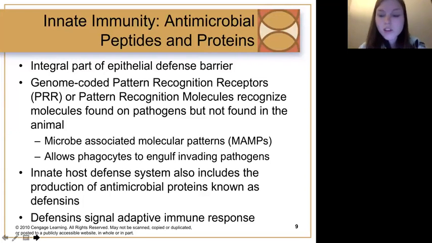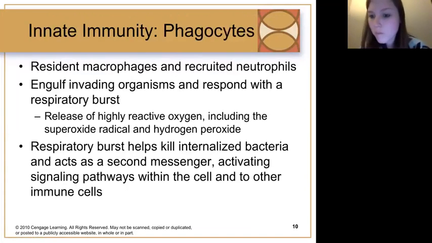Still talking about innate immunity, phagocytes are part of innate immunity. They are a type of immune cell: resident macrophages and recruited neutrophils. Both of those are just specific types of immune cells. We're not going to go into the differences of exactly what each of those do, but just know that they're immune cells that help in an immune response. Their overall function is to engulf invading organisms and then respond with what's called a respiratory burst. They'll release highly reactive oxygen that includes the superoxide radical and hydrogen peroxide.